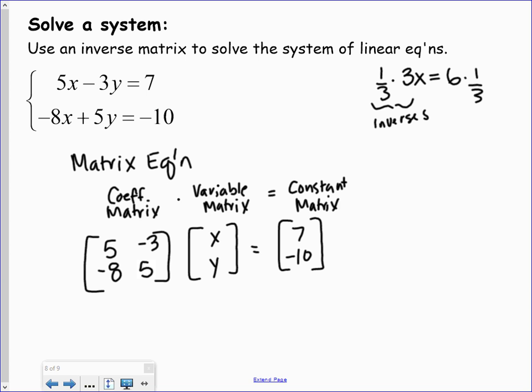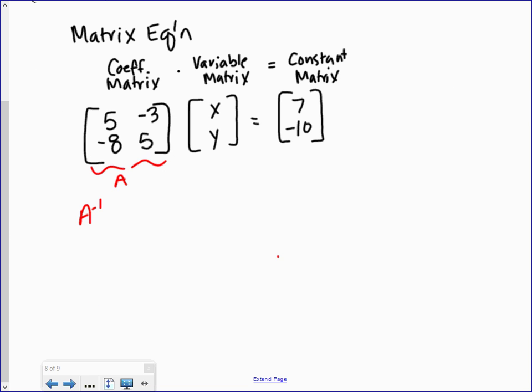So this is our coefficient matrix. We're going to call it matrix A. We want to find the inverse of matrix A, our coefficient matrix. And again, this is why we would use our formula. It's a little bit quicker. We're going to do 1 over 25 minus 24, which is just 1. So that's going to be 1 over 1, which is super nice.